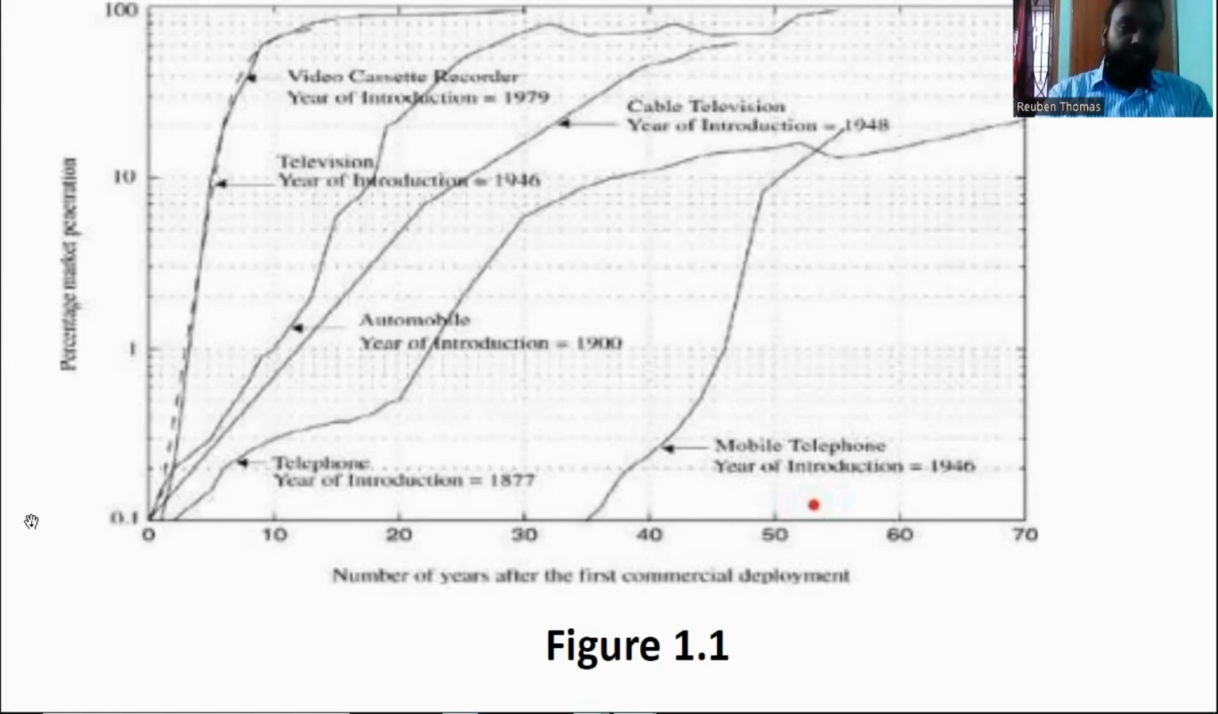In the first 10 years, starting from zero, the automobile's year of introduction was 1900, television's historical introduction was 1946, video cassette recorders in 1979, cable television in 1948, the telephone system in 1877, and mobile telephony in 1940. This figure clearly identifies the number of years after the first commercial deployment and the percentage of market penetration.